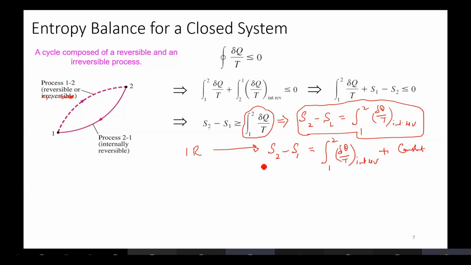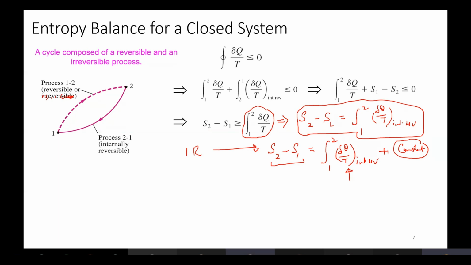Is this making sense to you? Yes, sir. Which essentially means that for an irreversible process, the change in entropy is some value greater than the change in entropy for a reversible process. Got the point?